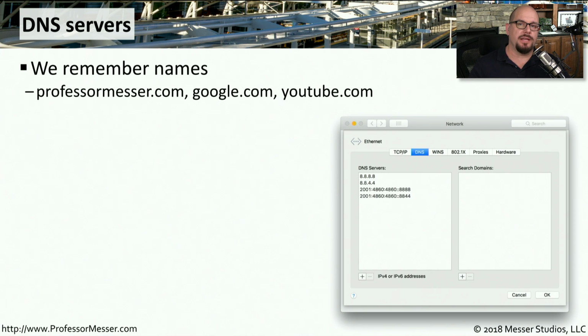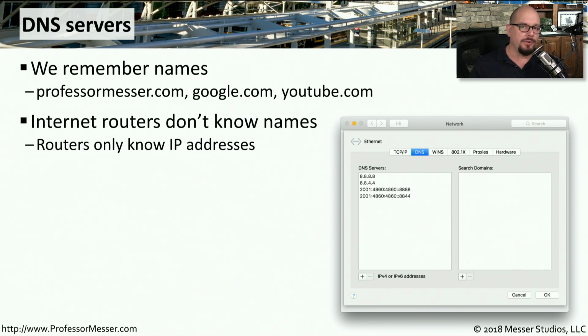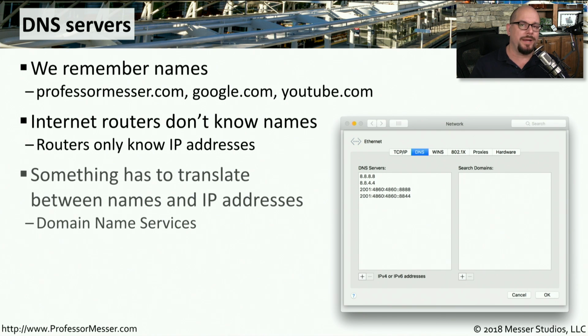Another piece of information that's almost mandatory to configure on someone's workstation is a domain name server IP address. When we type the name of a website in our browser, we don't use IP addresses. We use the name of that site. We type in professormesser.com or google.com, and we have no idea what the IP address of that device might be. But of course, your routers and all of the routers in between you and that web server need to know the IP address of those devices. That means there needs to be a translation between the name of the device and the IP address of the device. And to make that translation, we use a DNS server or domain name system server.